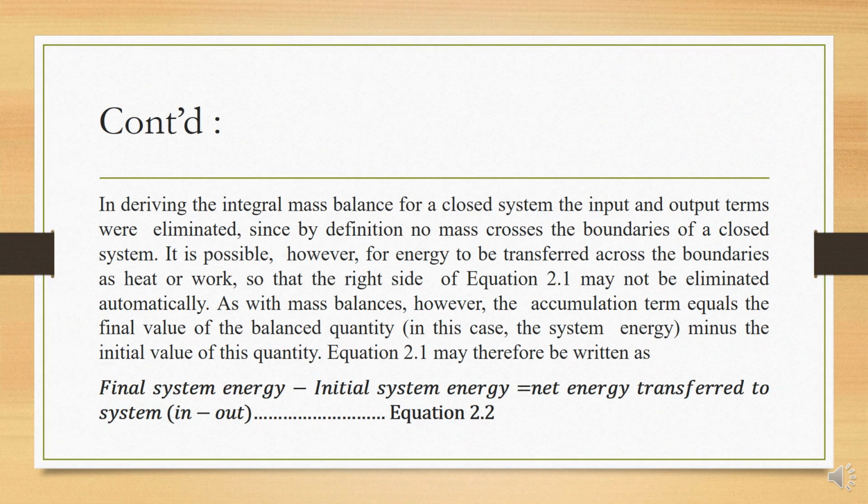in deriving the integral mass balance for a closed system. The input and output terms were eliminated, since by definition no mass crosses the boundaries of a closed system. It is possible, however, for energy to be transferred across the boundaries as heat or work, so that the right side of equation 2.1 may not be eliminated automatically.